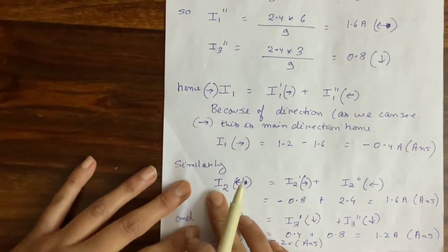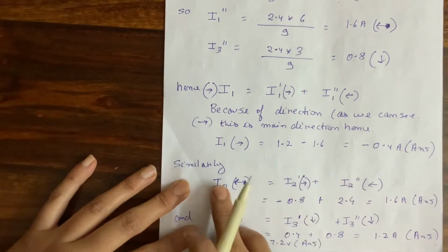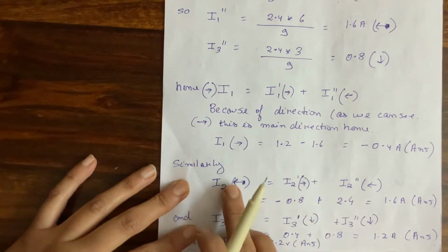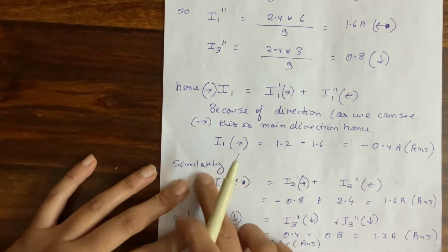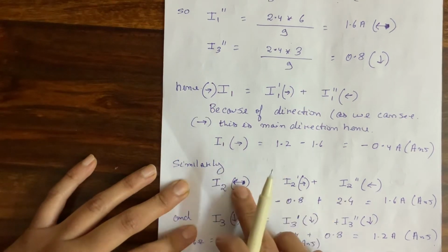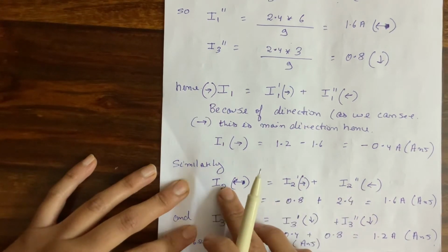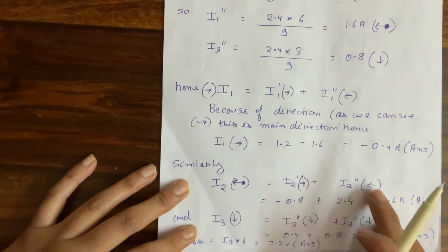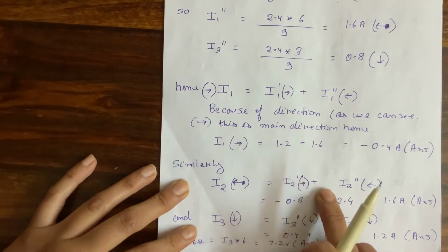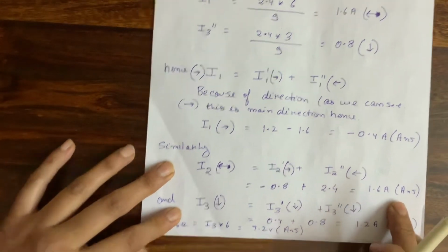Similarly, we can find I2 and I3. Please note down the directions so that we can apply minus and plus. How we are applying minus and plus, I am repeating again. First see the main current direction and consider that as the positive direction. So here the main current direction is going towards left, so going towards left will be the positive direction. Hence I2 double dash, which is going towards left, will be taken as positive, and I2 dash, which is going towards right, will be taken as negative. Hence we'll get the answer 1.6 ampere for I2.